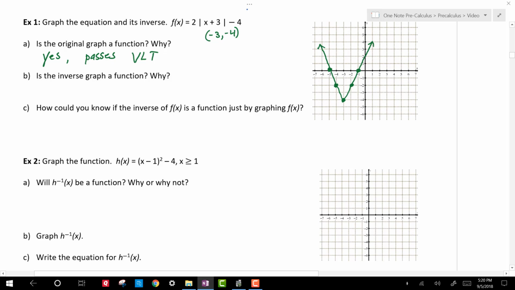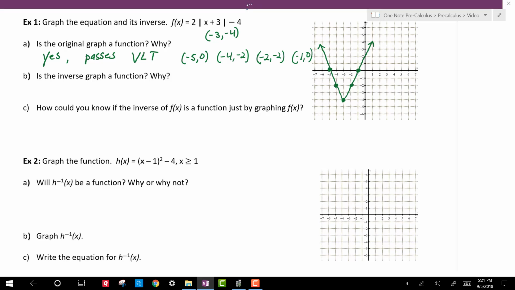In order to graph the inverse, I need some points from the original graph. Okay? So I've already got the vertex listed up here at -3, -4. So I'm going to list some of these other ones. So I had a -5, 0. I also had a -4, -2. I also had a -2, -2. And I also had a -1, 0. So these points, all 5 of them, are on my function.